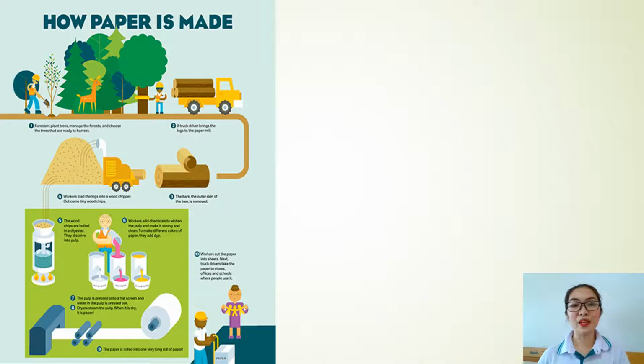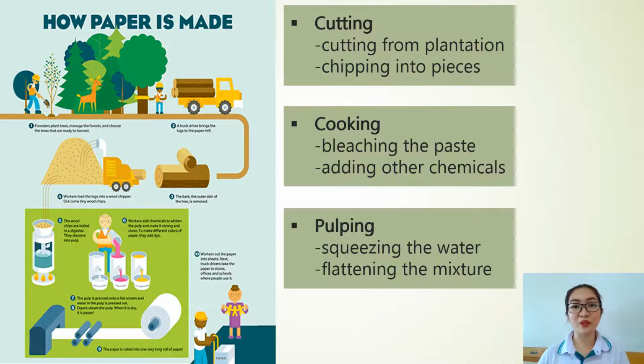So to sum it up, the paper making process involves 3 stages. First is the cutting stage, then the cooking stage, then the pulping stage. In the cutting stage, it is where trees are cut down from plantation. Then they are chipped into pieces. Next is the cooking stage, where the paste is bleached and other chemicals are added. Lastly, in the pulping stage, it is where the water is squeezed from the mixture and the mixture is being flattened. And finally, it is cut into thin sheets of paper.